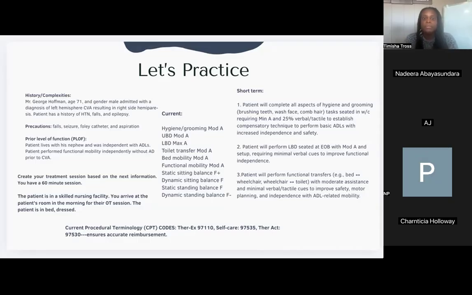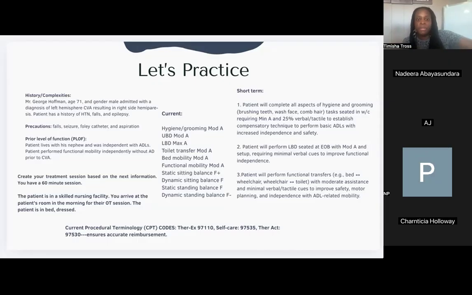Epilepsy, just for those that might not be familiar, that just means that they tend to have a lot of seizures. Okay? So the precautions, usually in the documentation or the evaluation, will always give you a history and precautions. The precautions for this particular individual are falls, seizure, Foley catheter, and aspiration. So those are the things that we need to be mindful of.